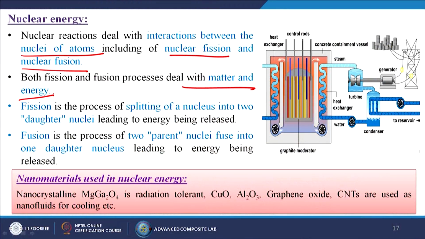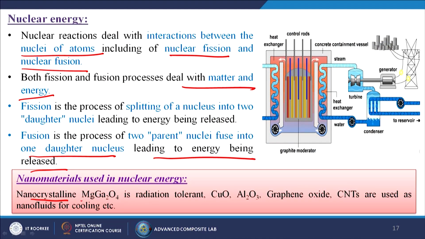So, in one case it is dividing into two parts, that is known as fission, and fusion is the process when two parent nuclei fuse into one daughter nucleus, leading to energy being released. So, in one case it is dividing into two parts, in the other case the two parts are joined together to make one, and in both cases they are releasing energy itself.